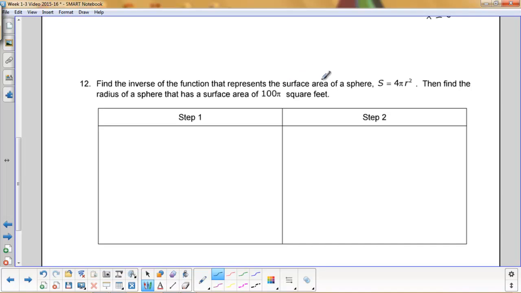So, in this particular problem, when it's asking you to find the inverse of a function that represents the surface area of a sphere, all we're going to do to make this problem simple and easy to understand is actually solve the equation for r. By doing this, you will have found the inverse of the function, and therefore you can answer the question more easily. So the first thing I'm going to do is go ahead and divide both sides by 4 pi, and then I will take the square root of both sides following that.